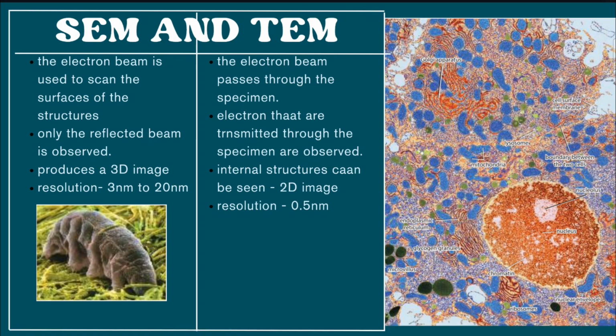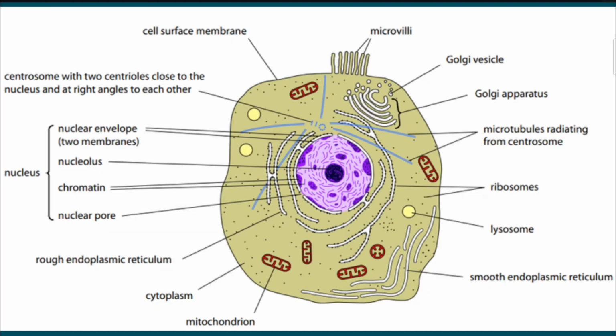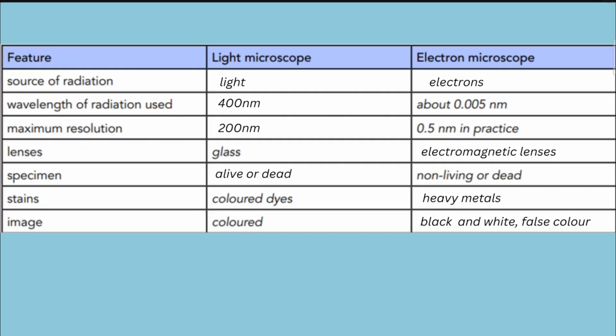Because you use the heavy metal, you know that these are different structures, because everything has absorbed a different amount of that heavy metal, so you can see that contrast between them. But the original image that you would get would be black and white. And for a light microscope, because you've stained the slide before, you're going to get a colored image.